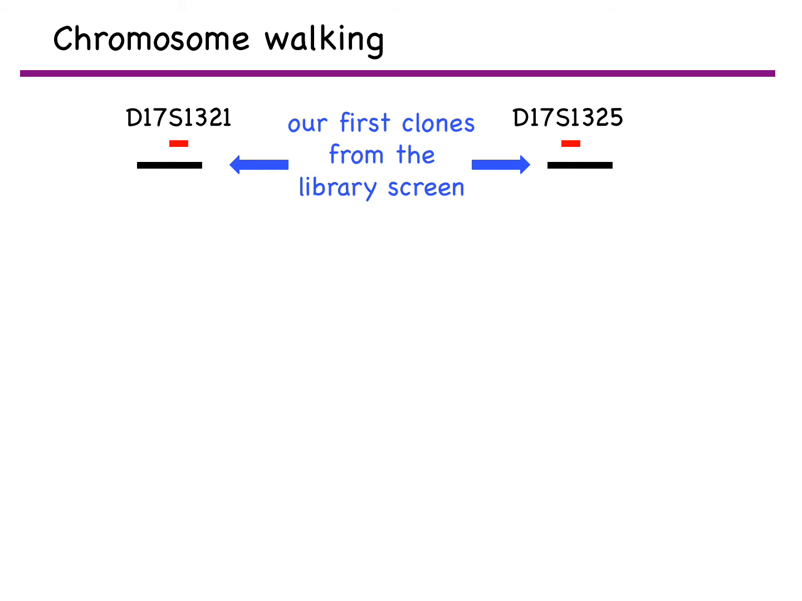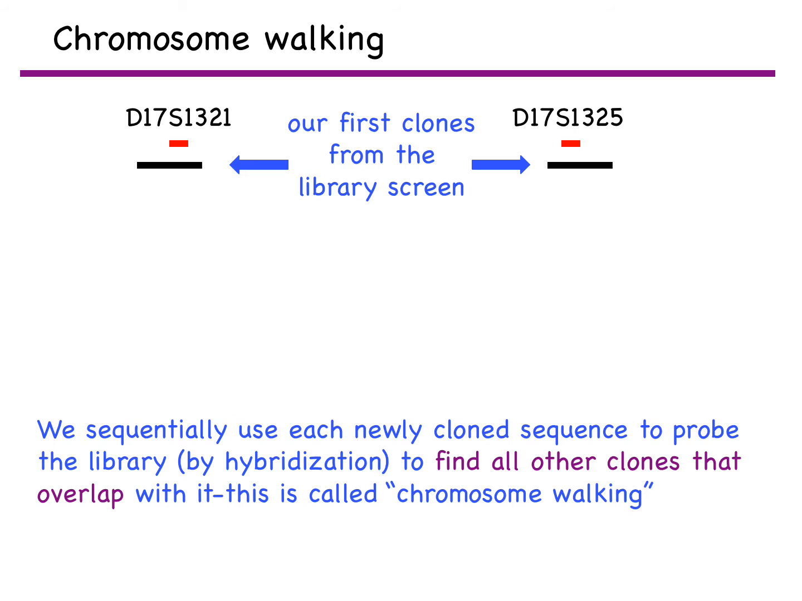Then you take these first clones you pull out of the library and make them radioactive, and then you rescreen the library. The goal here is to search for additional clones in the library that overlap with these sequences and will further extend the sequence for you. So each time you pull out a clone from the library, you make it radioactive and use it to rescreen the library. Let's say on the left, you used that first clone, made it radioactive, rescreened the library, and pulled out some additional clones that overlap it.